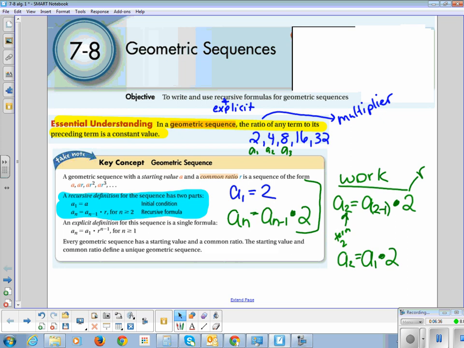You have to identify what your starting value is, because I could technically start this at 16 and it would still be the same process. I'd still be multiplying by 2 to go from term to term. Now, what if I ask you something crazy like, what's the 100th term in this sequence? I don't want to have to multiply 2 by 2 100 times. So what we can do is we can create an explicit formula.